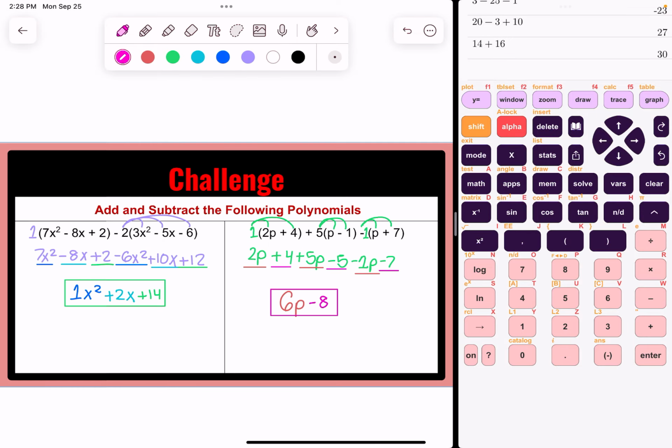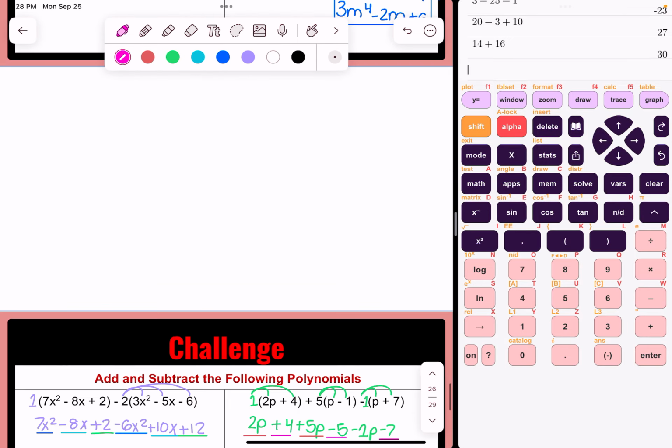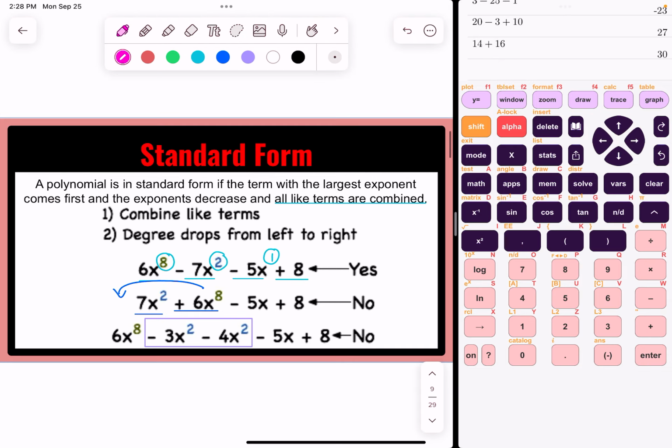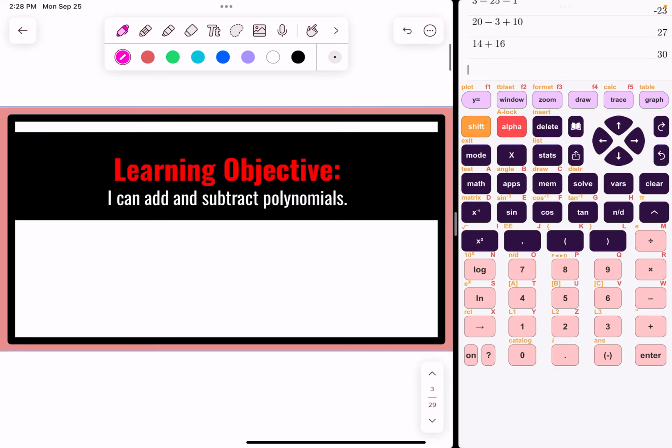Good job. And that sums up our lesson on how to add and subtract polynomials. Good job.